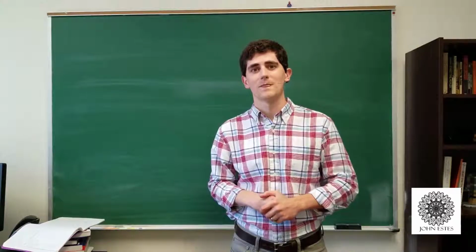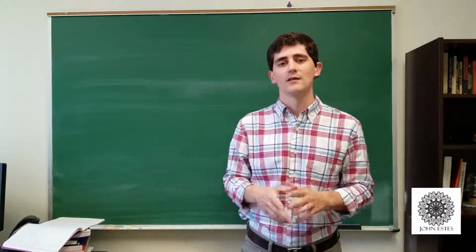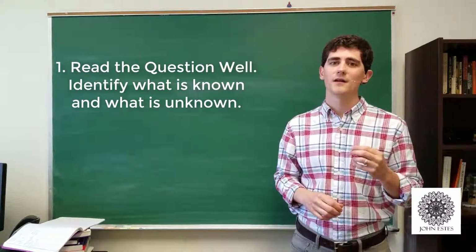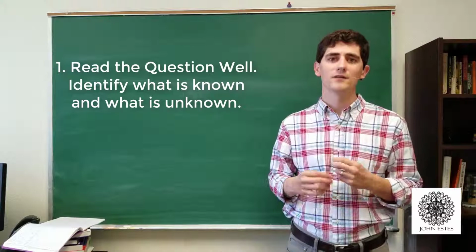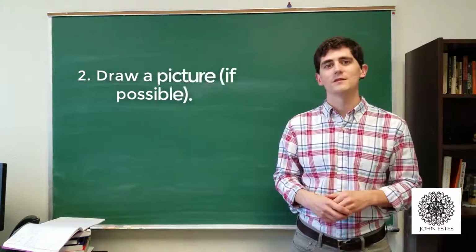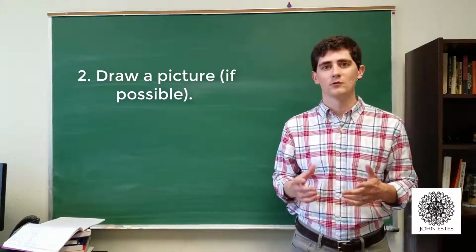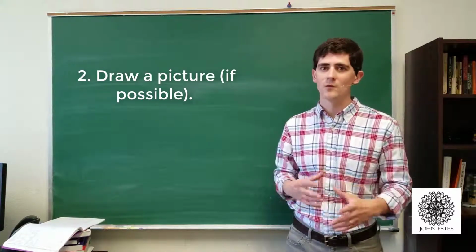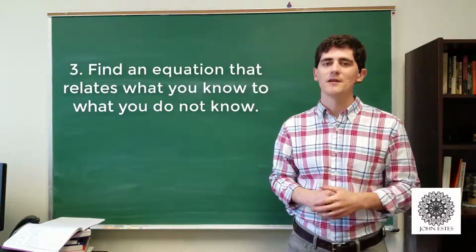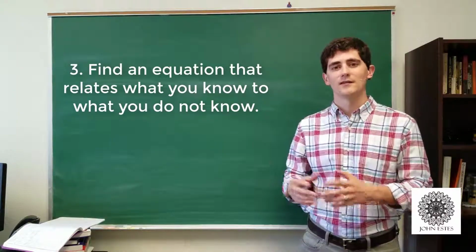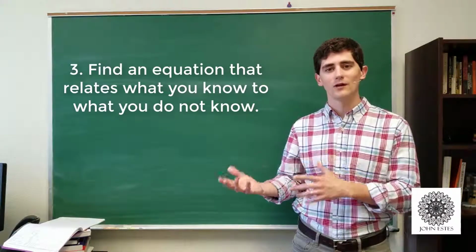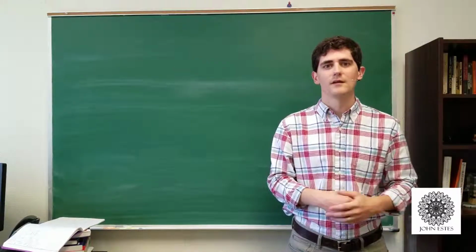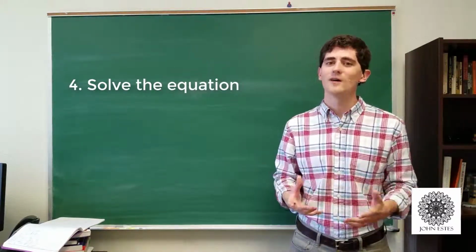Okay, now when you encounter a word problem, step one is to make sure that you read it well. Read it carefully. Identify what you don't know. Identify what is known. Step two is, if it's possible, draw a picture that relates the situation. To me, seeing the visual helps make these quantities make more sense. Step three is finding an equation that relates the things involved in the question. Find an equation that relates the things you don't know to what you do know. Okay, step four is finally solve that equation.